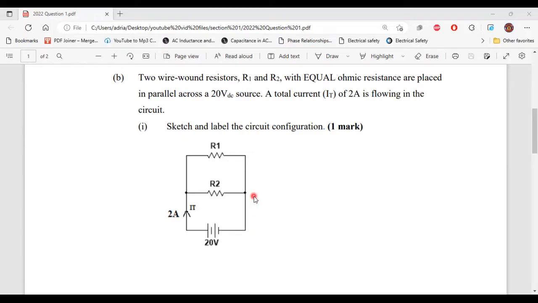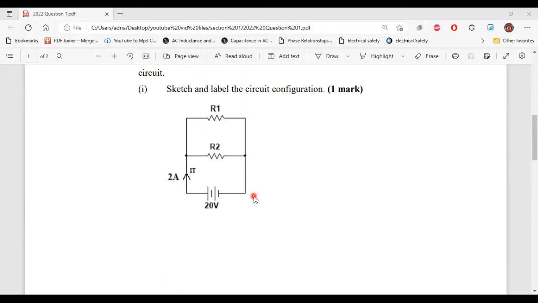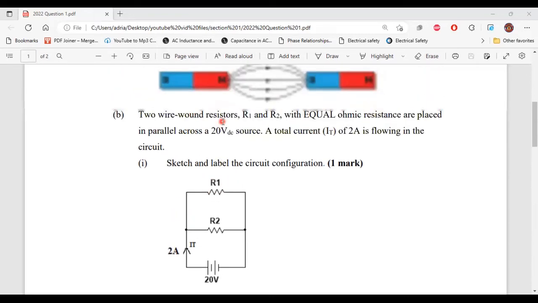Let's move on to part 2. It says determine the ohmic resistance value of the fixed resistor R1. So let's look back at the circuit. For part 2, it is asking us to determine the value for R1 here. Let's go back to part B as well. What is important to us where part B is concerned, it tells us that both resistor values are the same.